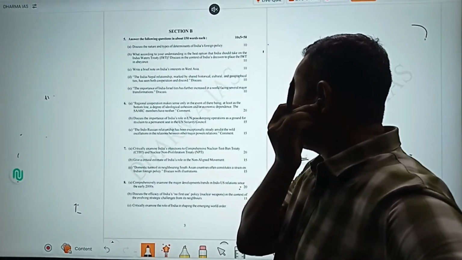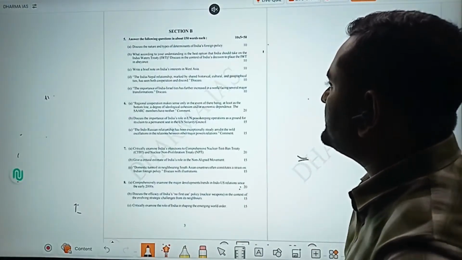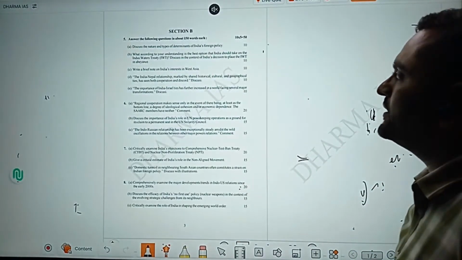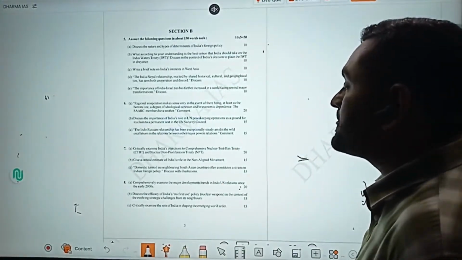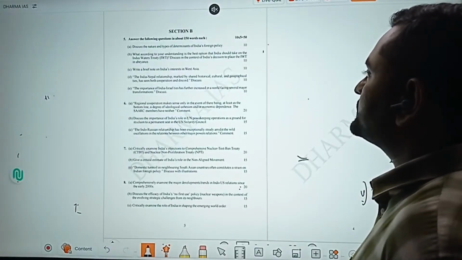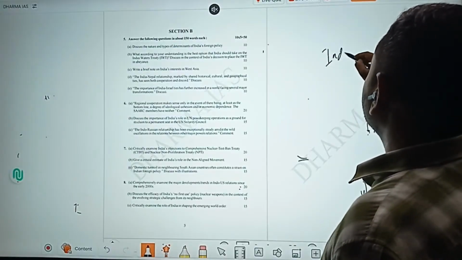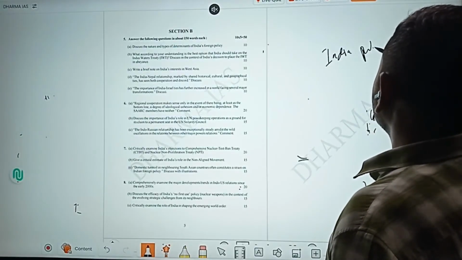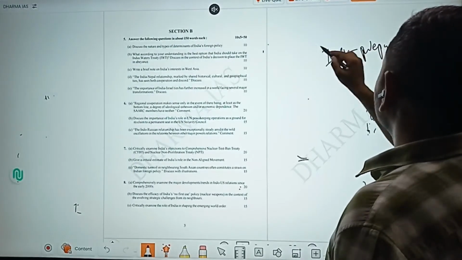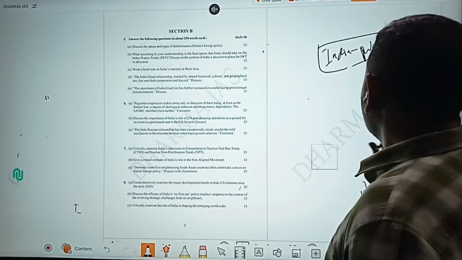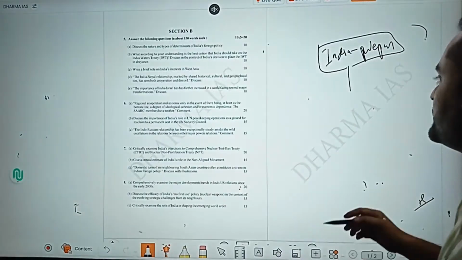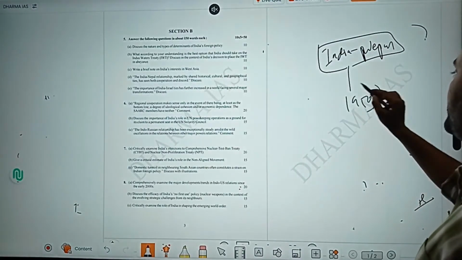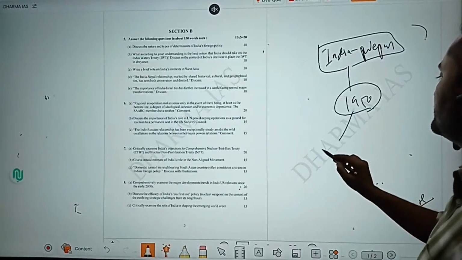Fine. Next one is the India-Nepal relationship, marked by shared historical, cultural, and geographical ties, has seen both cooperation and discord. Okay, again India-Nepal. The question is asking about the ups and downs in the relationship. That is natural. Okay, lastly cooperation, peaceful relations. Treaty of 1950, you can mention from that.